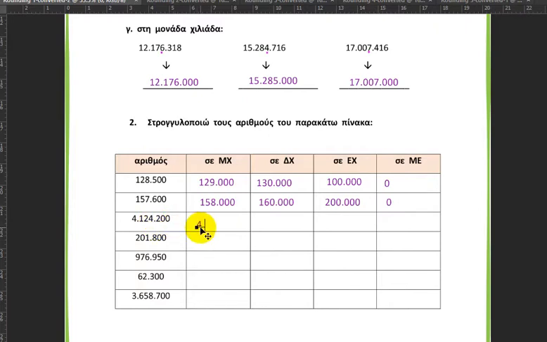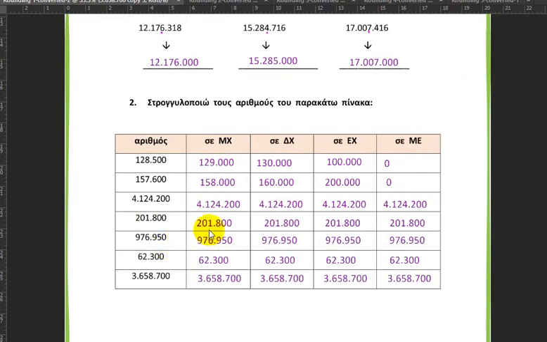Next, we have 4,124,200. Let's copy that. Actually, I'm just gonna fill out this board first with all the basic numbers, and then I'll get back to you. Alright, so now I've written down all the numbers before they get rounded, so let's get started.